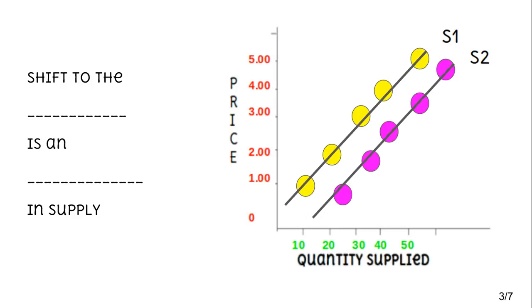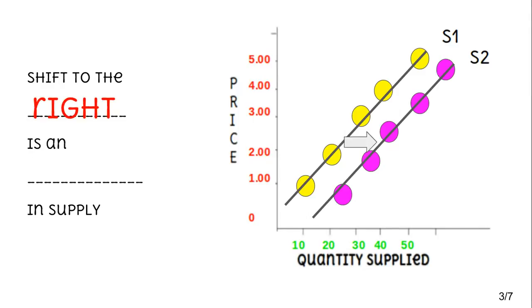So if you were to look at this and you saw supply 1, all right, so at $1, you have 10 supplied. At $2, you have 20 supplied, and so forth. And then you have supply 2 to the right of that. So at $1, you have 20 supplied. At $2, you have 40 supplied, and so on. We have supply 1 and supply 2. Now, that, as you know, is a shift to the right.